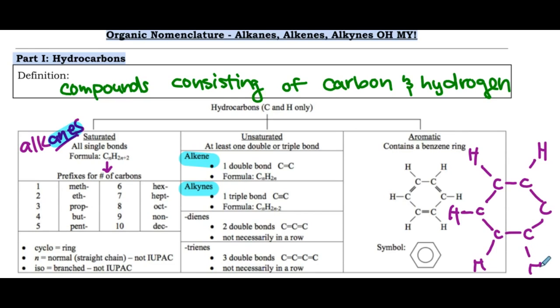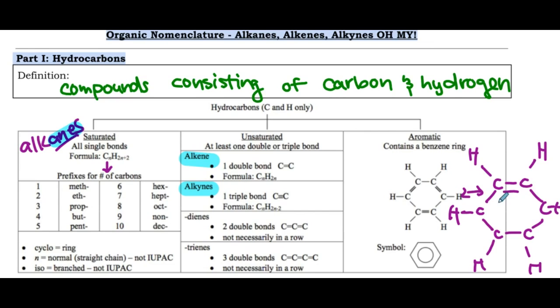So that doesn't change. But when this is in resonance with another structure, all we're doing is changing where the double bonds are. We're still going to have the same alternating pattern. So instead of having the double bond here, we're going to have it at the top.